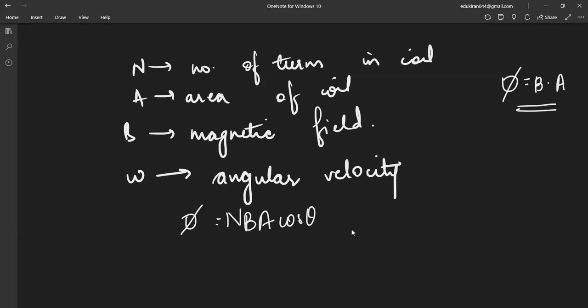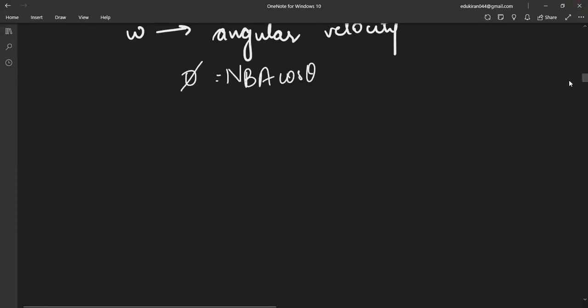Class, remember, you always have to start this derivation from here, NBA cos theta. Because you will sometimes be confused that we write it as B dot A, so should we not just start with BA? No. Cos theta will also come, N will also come. And only this theta will help you bring in your omega, angular velocity. Theta is nothing but angular displacement, right, class?